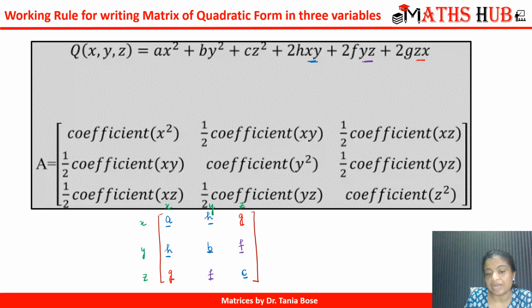So this is how you get the matrix of the quadratic form. So basically the diagonal positions are the coefficient of x squared, coefficient of y squared, coefficient of z squared, and then whatever elements are taking the positions x, y, you will take half coefficient of x, y there. Whichever positions are corresponding to x, z, you will take the half coefficient of x, z there. And the last position is for y, z, you will place half coefficient of y, z there, right?